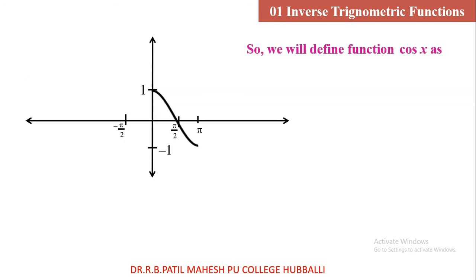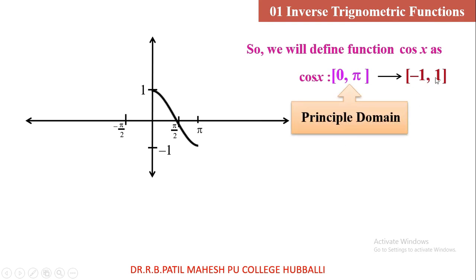So we will define the function cos x with the restriction of domain from where to where? 0 to pi. See the graph here. This is the graph. The domain is from 0 to pi. And the range of course is minus 1 comma 1. This is called the redefinition of the cos x function to make it bijective.